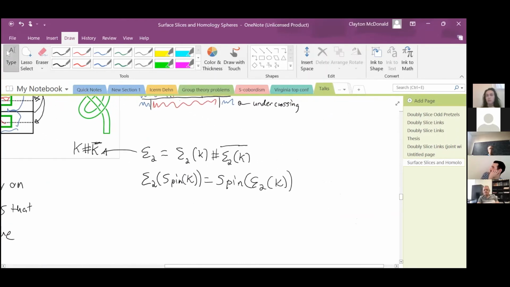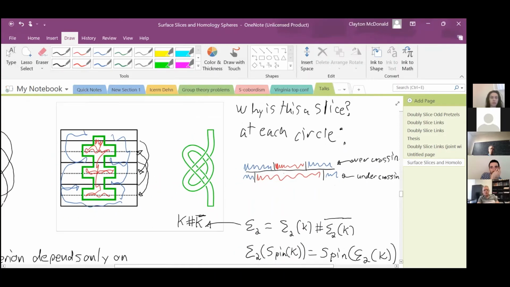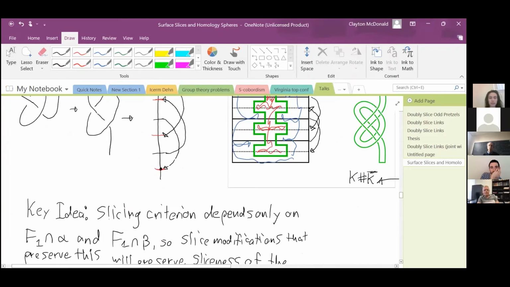Any questions about that? Maybe people don't immediately see why this is a slice, at least according to my criterion, but there is a method to the madness, is I guess all I want to say. Okay. So the key idea. So yeah.